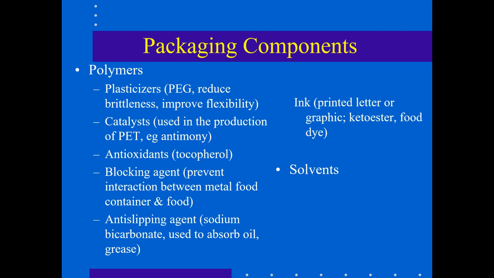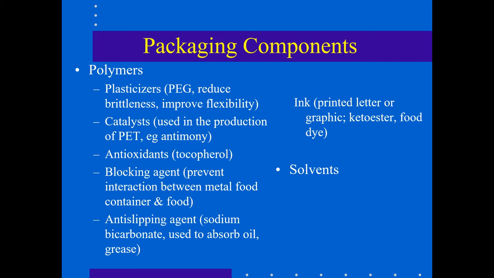Now, what are the packaging components? Okay, so the major component of a packaging material is polymers. One of it is plasticizers, for example, polyethylene glycol, and the use of plasticizers are to reduce brittleness and also to improve flexibility of the packaging material. The second type of polymer is catalyst. So catalyst is used in the production of polyethylene type of material, for example, antimony.